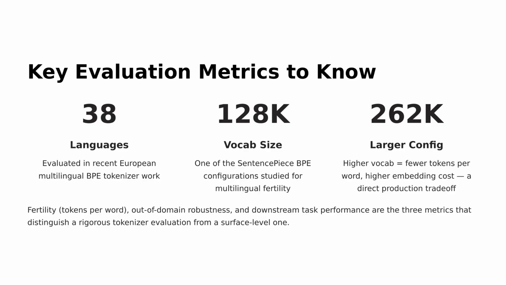When evaluating multilingual tokenizers, 3 metrics really matter: fertility, out-of-domain robustness, and downstream task performance. Recent European multilingual BPE studies looked across 38 languages and compared configurations like a 128K SentencePiece vocabulary and a larger 262K setup. The trade-off is straightforward. Bigger vocabularies usually mean fewer tokens per word, but they also increase embedding cost. That balance is what separates a rigorous tokenizer evaluation from a superficial one.